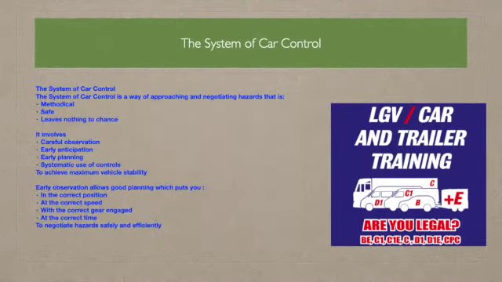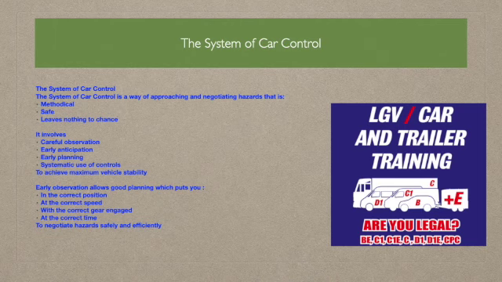The system of car control. The system of car control is a way of approaching and negotiating hazards that is methodical, safe, and leaves nothing to chance. It involves careful observation, early anticipation, early planning, systematic use of controls to achieve maximum vehicle stability. Early observation allows good planning which puts you in the correct position, at the correct speed, with the correct gear engaged, at the correct time, to negotiate hazards safely and efficiently.